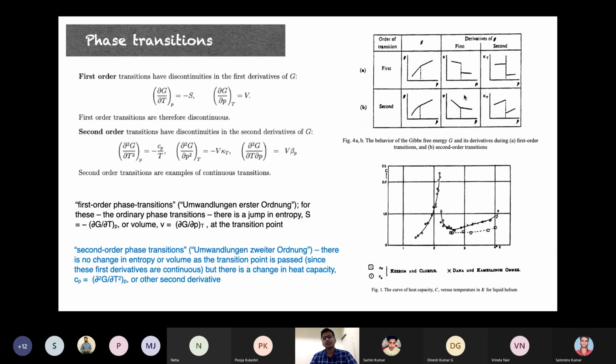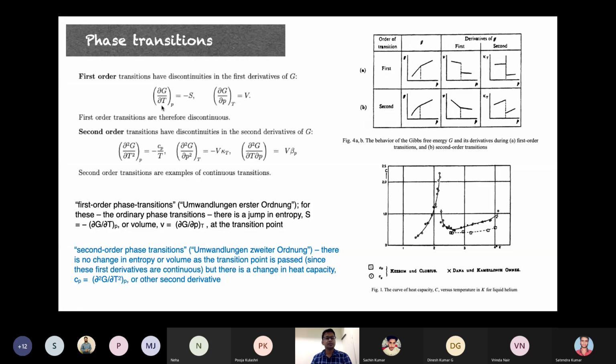On the right hand side top, there are some pictures that were drawn by Ehrenfest back in the 1930s, and he categorized the two types of transitions. He called them first order and second order. And so the typical definition of a first order transition is that they are discontinuous in the first derivative of G, which is the free energy.